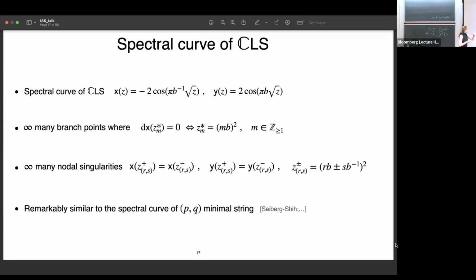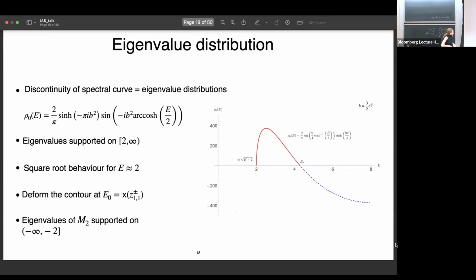But for the experts in the room, the spectral curve of the (P,Q) minimal string actually looks remarkably similar to this. Instead of the b here and b inverse, you have P and Q. It's remarkably similar, which caught us by surprise, and I don't have an explanation for that. I just wanted to stress this. Very good.